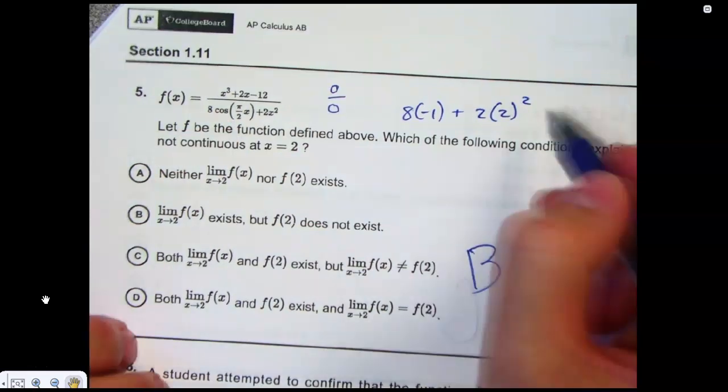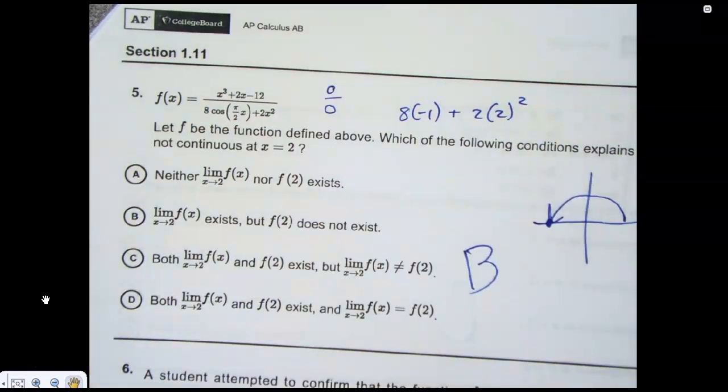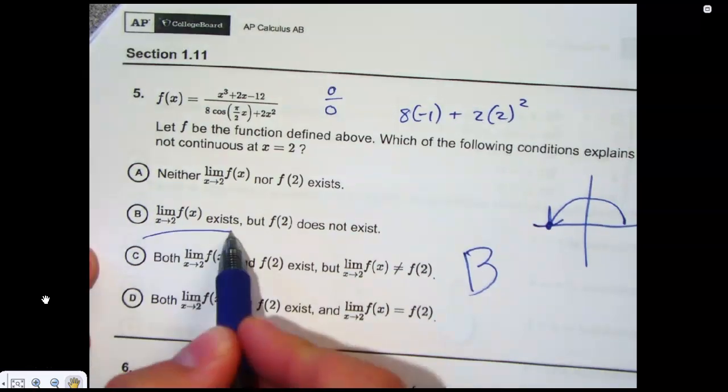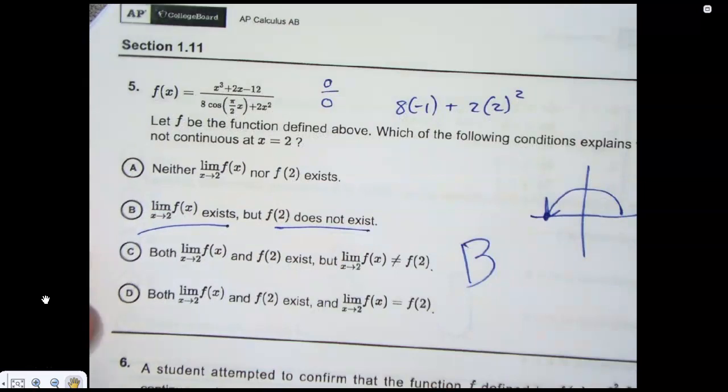-8 plus 8, so you get 0 over 0. And if it's 0 over 0, there is a discontinuity there. And what kind is it? Removable, which means what, does the limit exist or not? It does. So the limit does exist, but f of 2 does not.